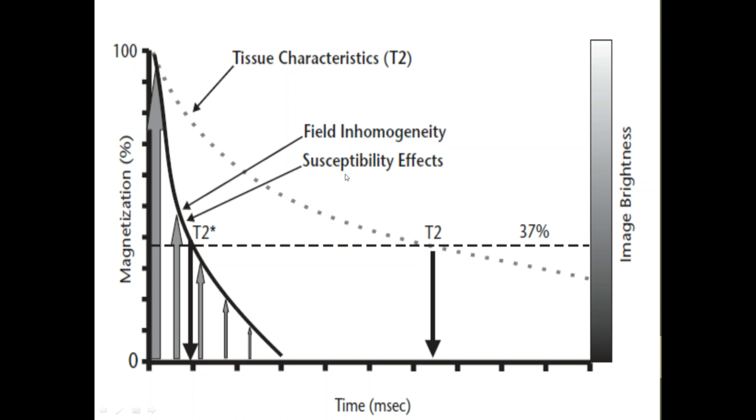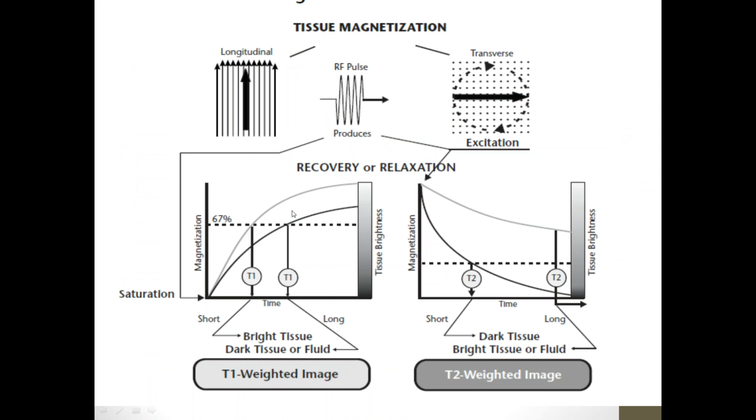So this happens in T2 image. The T2 image depends on tissue characteristics. But if I want to get the image depending on field inhomogeneity or susceptibility effects, you will get the image of T2 star, without applying the 180 degree pulse, as you see here.